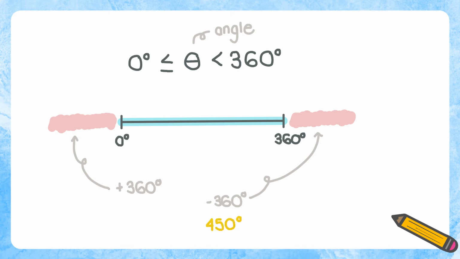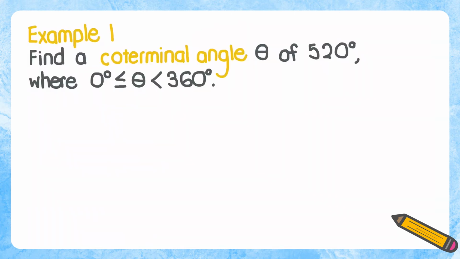So for example, we looked at 450 degrees, which is larger than 360 degrees. To find its coterminal angle, we subtract a full circle. So we subtract 360 degrees and get 90 degrees. And so that's how we know that 90 degrees and 450 degrees are coterminal angles. So for our first example, we are going to find a coterminal angle theta of 520 degrees. And we want to make sure that the coterminal angle is between 0 degrees and 360 degrees.